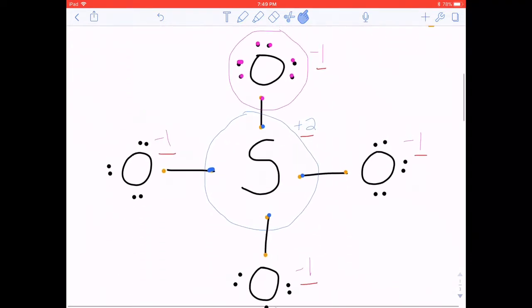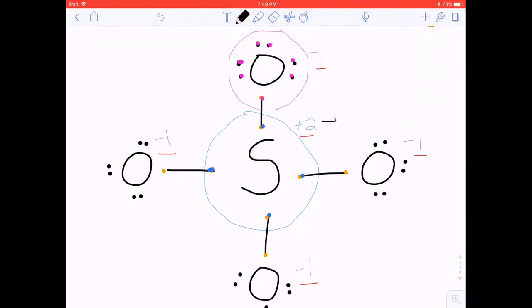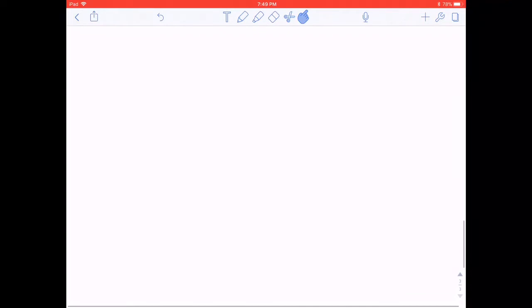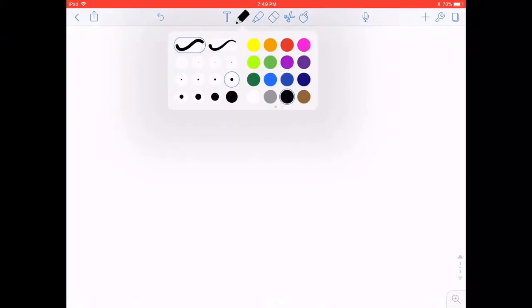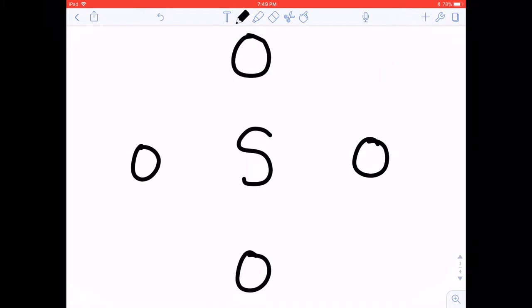But these are a lot of numbers here. We have a +2 and 4 -1s. So let's try and see if we can get these to 0 out, or get as many to 0 out as possible, because we are still going to end up with -2, because it's an ion. But let's see if we can get some of these to 0 out. So let's redraw this. We have our sulfur and our 4 oxygen. And then we need to draw on the valence electrons for all of the rest of the oxygen.